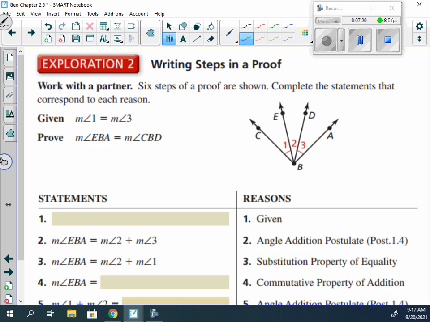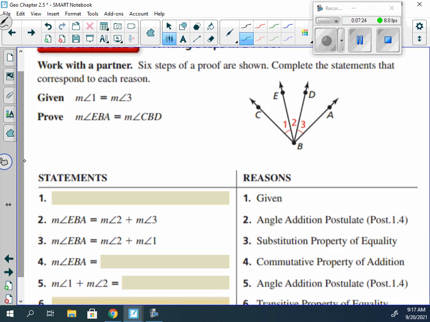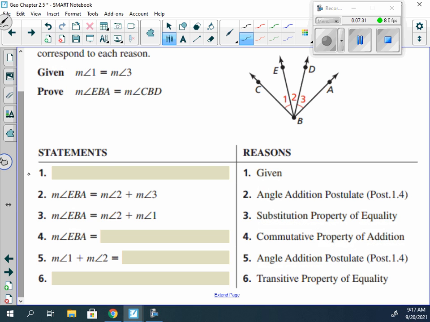Let's look at this here. 6 steps of a proof are shown. Complete the statements and correspond to each reason. So we're filling this out. We're filling in what's missing.